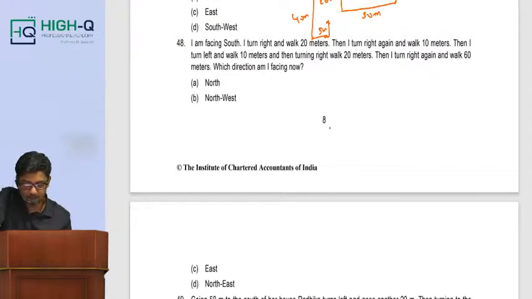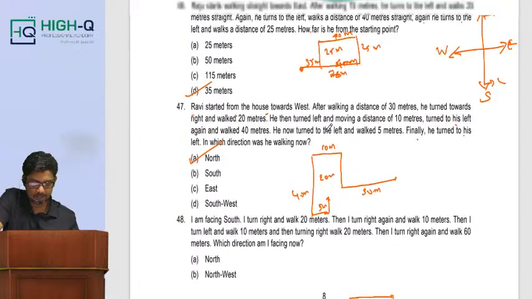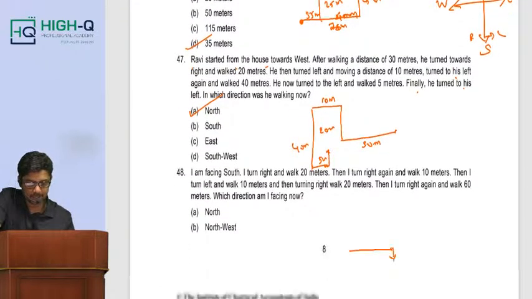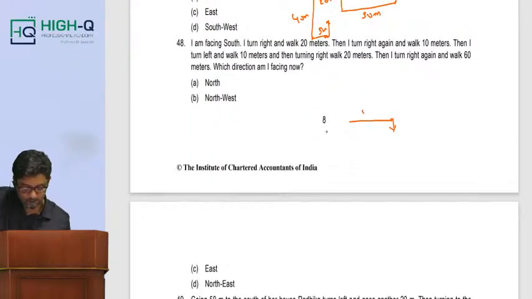Next, I am facing south. Since you are facing south, turn right, that means east. Walk 20 meters. Turns right means what? Where is right here? Look at this, right is this side. East side only. Right, 20 meters. West side he is turning.